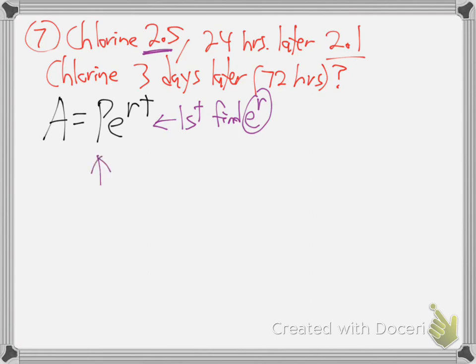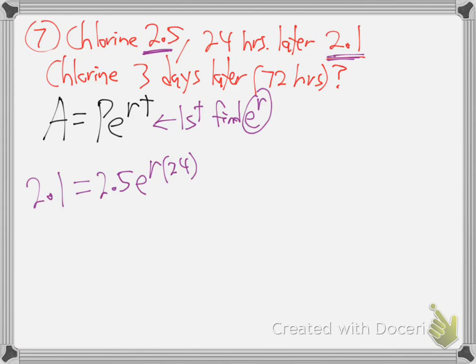Because the P is always the now. The A is always the later, like with the money. Principal now, amount later. Good, exactly. So the 2.5 is the P, e to the r, and what's the 2.1? That's the later, the A, and the t, that's 24. 24 hours. They're going to ask us hours later, so I'll just go with 24 hours. So 24 hours later, the 2.5 has gone down to equal 2.1.